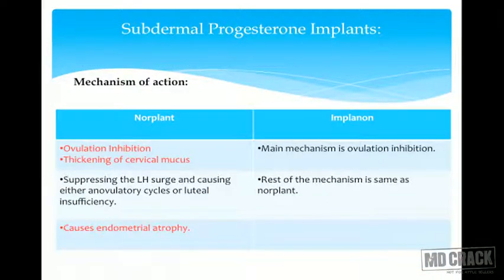Mechanism of action: they thicken the cervical mucus, suppress the LH surge, and cause either an anovulatory cycle or luteal insufficiency, and thus cause endometrial atrophy. Because of this endometrial atrophy, implantation is defective, and ovulation is also hampered because of thick cervical mucus. In Implanon, the main mechanism is ovulation inhibition, and the rest of the mechanisms are there as in Norplant.